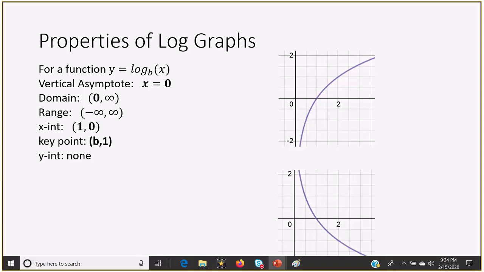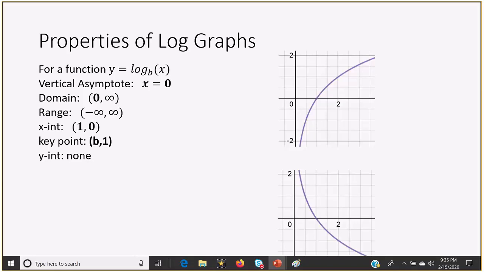So b could be 3000. Your x-intercept is still going to be (1, 0), and that comes from the fact that we ended the last lecture with: log base anything with 1 on the inside will always get you a result of 0. And another property, again discussed in the last lecture, is if those bases match up, your output will be 1.